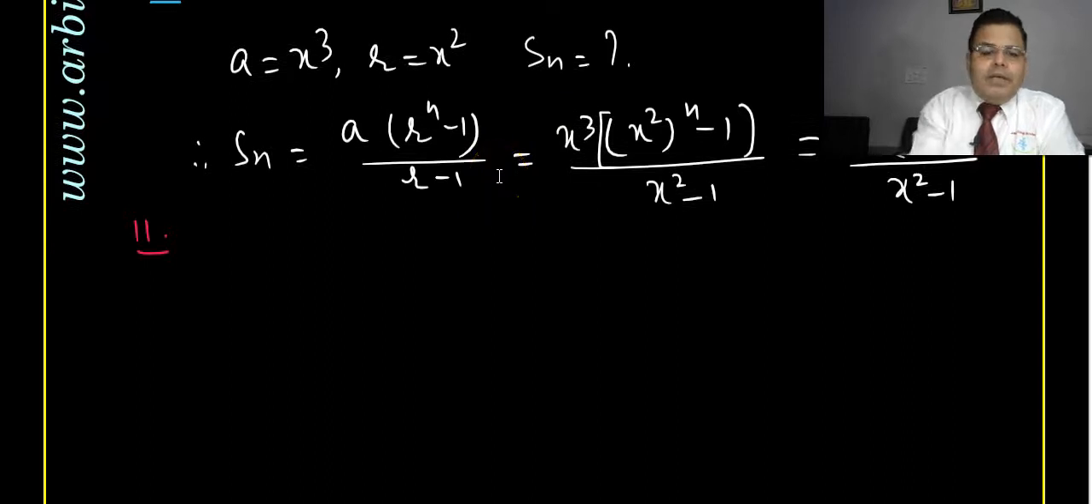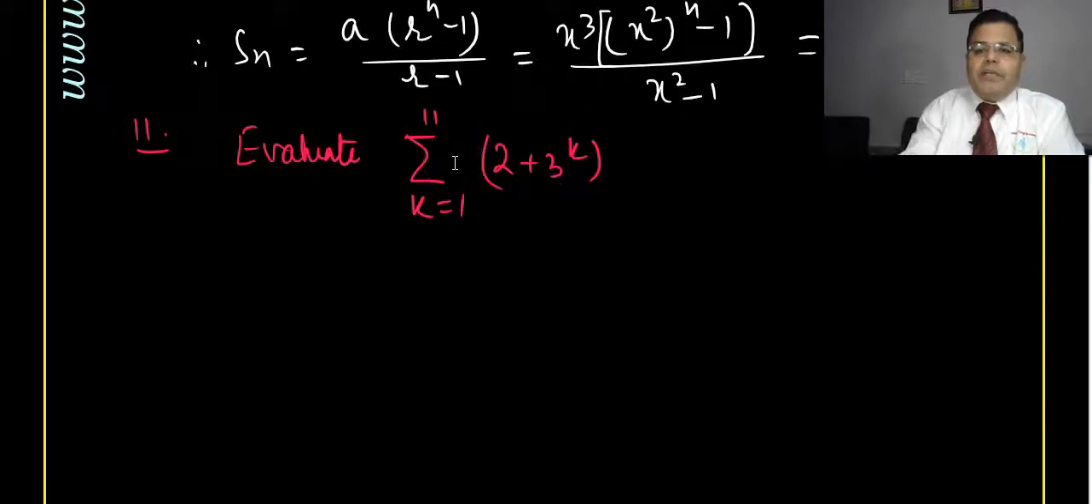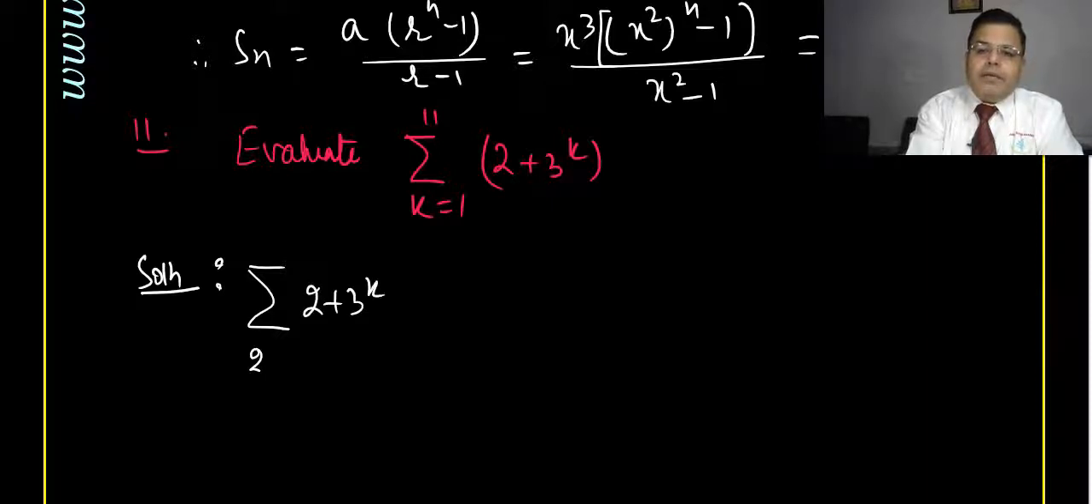Now some questions are like question number 11, which is given like: evaluate sigma k equals 1 to 11 of 2 plus 3 to the power k. This is what is given. Sigma means summation, so if I put the value of k from 1 to 11, then the solution will come. So for the solution, we can write this sigma of 2 plus 3 to the power k, where k is equal to 1 to 11.